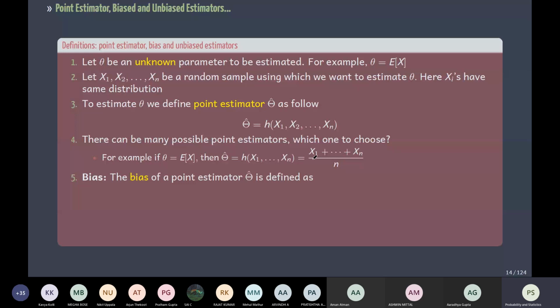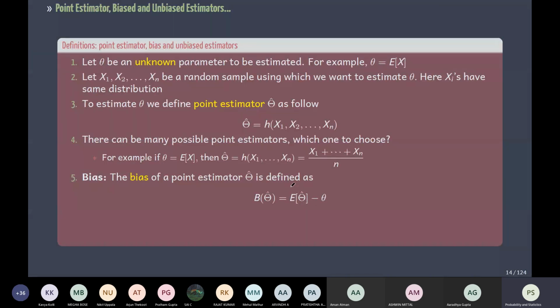So a natural question is, there can be many possible point estimators, so which one to choose? We need a measure to know which estimator is good. One thing would be to define something called bias. The bias of a point estimator theta hat is defined as the expectation of theta hat minus theta.